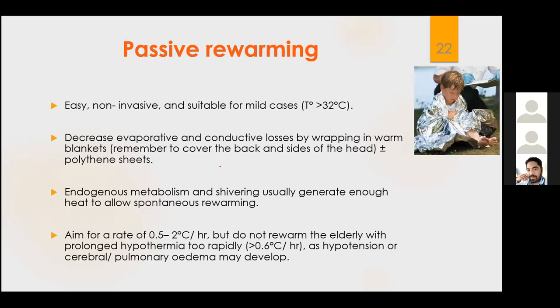In a normal human being, endogenous metabolism and shivering usually generate enough heat to allow spontaneous rewarming, so this is for patients with mild hypothermia. If you're resuscitating the patient, we have to aim for a rate of 0.5 to 2 degrees centigrade increase per hour, because in the elderly patient, faster rewarming can lead to hypotension and can further lead to cerebral and pulmonary edema. So we should be careful about this.